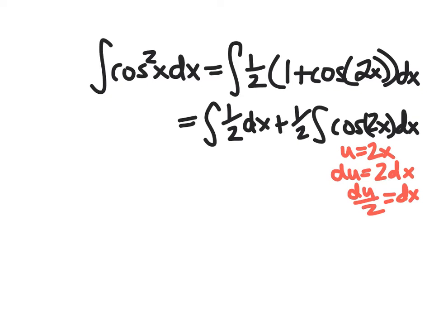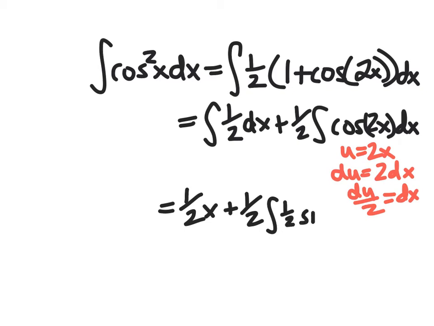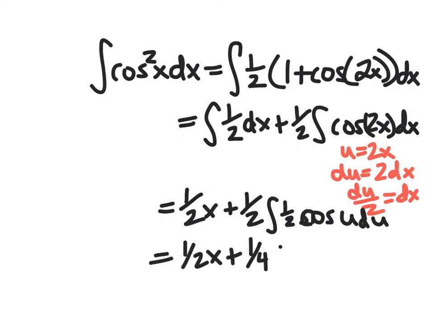And so what do we get? Well, that'd be cosine of u, but it'd be 1/2 cosine of u. So we would just get sine of 2x. So this ends up being 1/2 x plus 1/2 times the integral of, getting ahead of myself, cosine of u du. So that's 1/4, so we get 1/2 x plus 1/4 sine of 2x plus c.